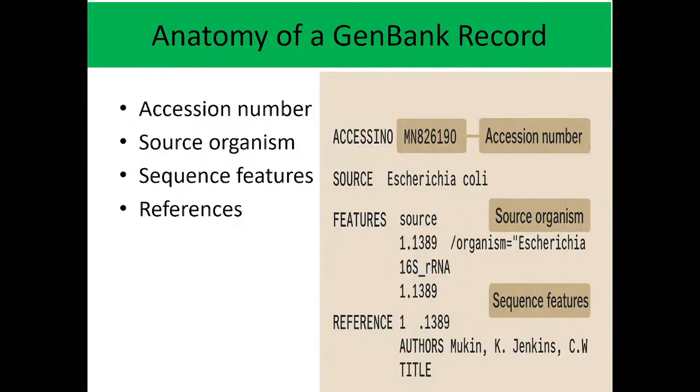And the anatomy of a GenBank record. When you go to GenBank, what should you be looking for? I told you the first thing you are going to see is an accession number, the specific number that will be assigned to that organism. Then the source organism. Which organism is the origin of the sequence you are talking about? That will be seen. For example, in the one being displayed, you can see that the accession number is right there, which is MN826190. That is the accession number.